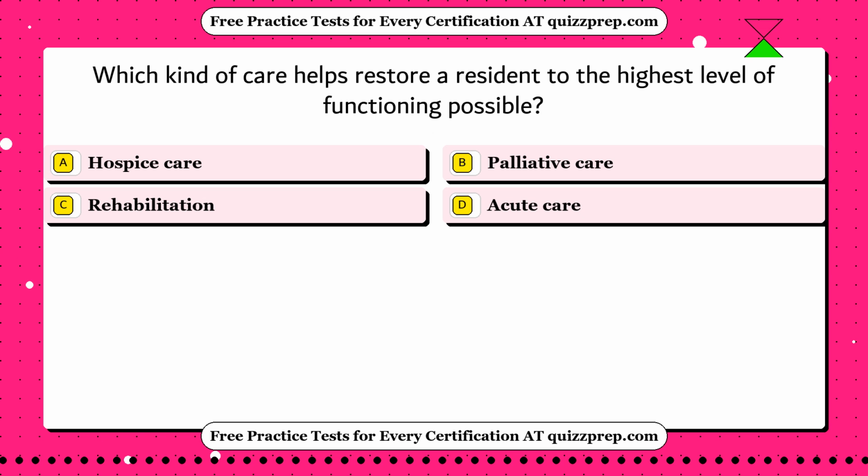Question 82. Which kind of care helps restore a resident to the highest level of functioning possible? Option A, hospice care. Option B, palliative care. Option C, rehabilitation. Option D, acute care.